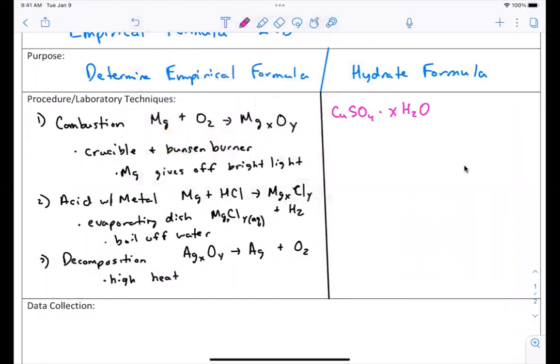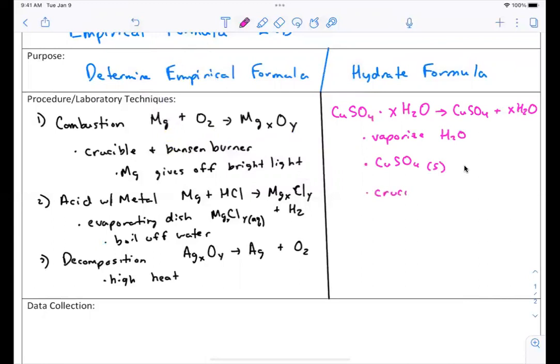Okay. So in the formula, there is a dot. The dot stands for hydrate. What this is saying is there's a certain number of water molecules attached to this copper sulfate. And what we're doing is we're trying to heat it up so that we separate the water from that compound. So essentially you're vaporizing the water so that you're left with just pure compound.